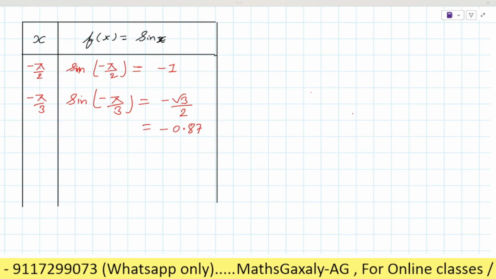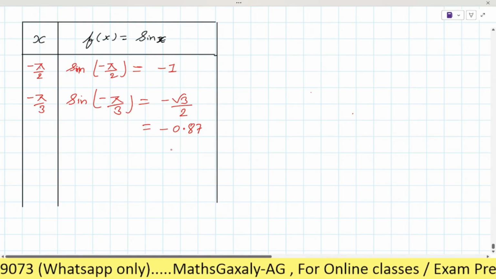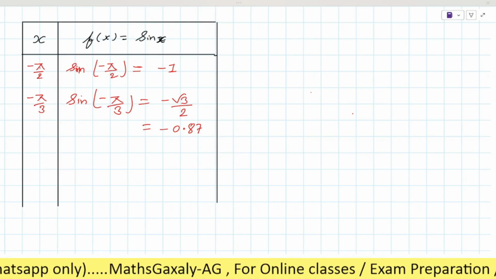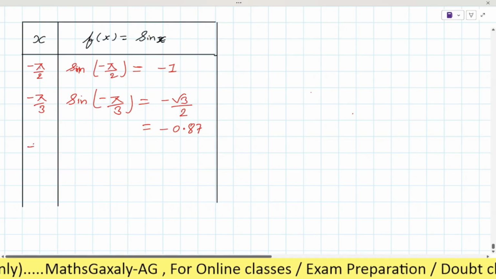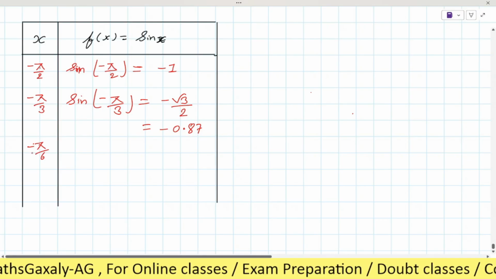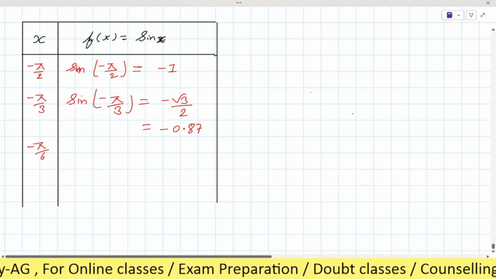Okay. Clear. So its value will be minus 0.87. Is it clear now? Yeah. Similarly, we will do it for minus pi by 6, है ना? Minus pi by 6. Pi by 6 means 30 degree. Now we will do it for 30 degree.